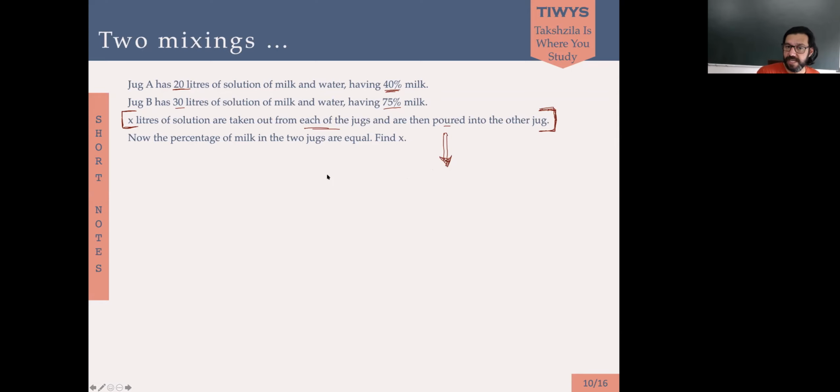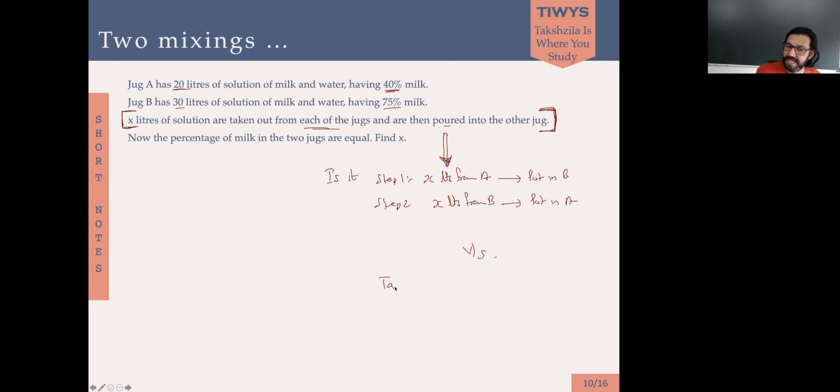Ask yourself, I hope you're listening, right? Is it step one, take X liters from A, put in B, and then step two, take X liters from B and put it in A? Versus, now is this different from this?